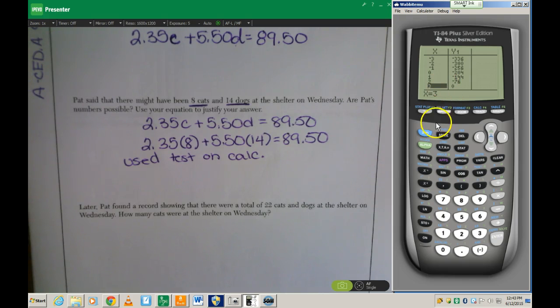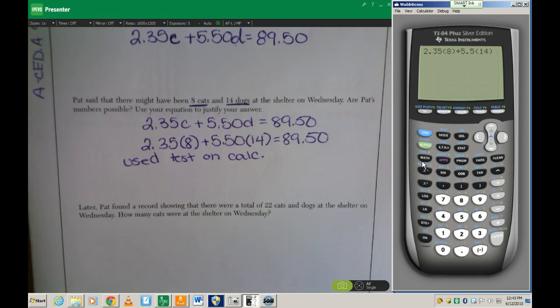Well, first we're going to clear our screen. So we're going to go to Second, Quit, and we get to our screen. Now we're going to type everything in. So we'll do 235, parentheses, 8, plus 550, parentheses, 14. Now here's the test thing.